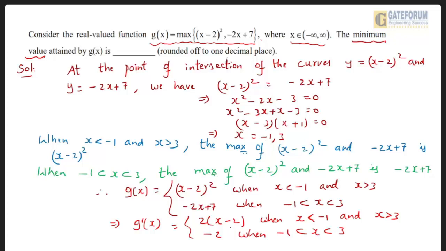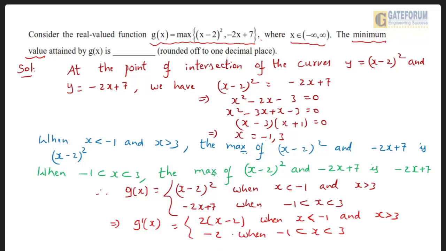Because two subintervals are given, two functions are given. So clearly, g dash x is negative when minus 1 is less than x less than 3, and g dash x is greater than 0 when x is greater than 3. I already took an example for x greater than 3. Let us take x is equal to 4. 2 into (4 minus 2), 2 into 2. g dash x is greater than 0.